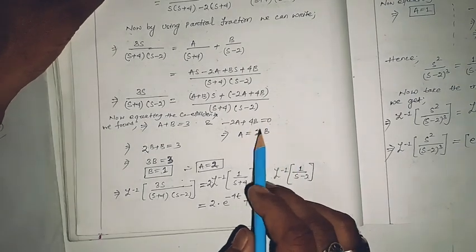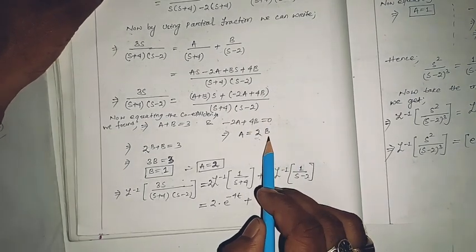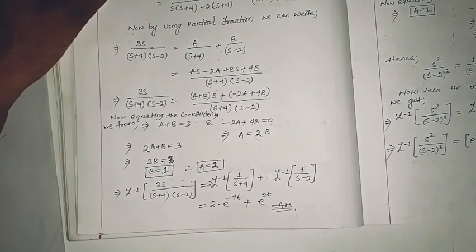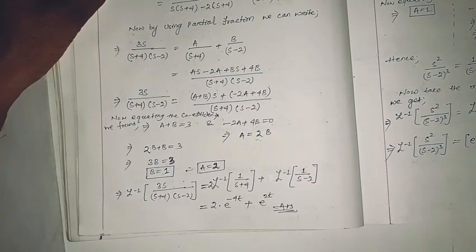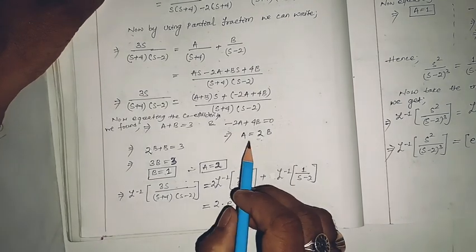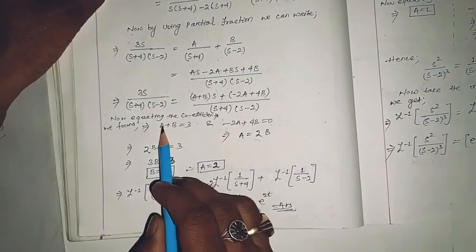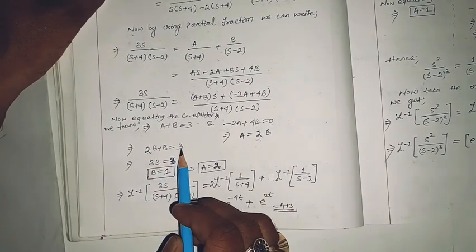So from this we can find a equal to minus 2b, right? a equal to minus 2b. Now here you can see, if I put a equal to minus 2b over here, this will be minus 2b plus b equal to 3.